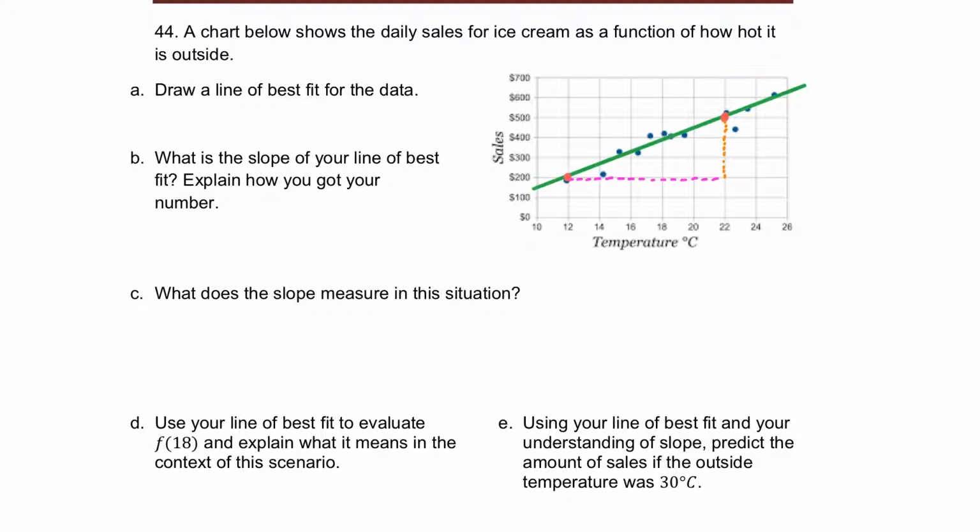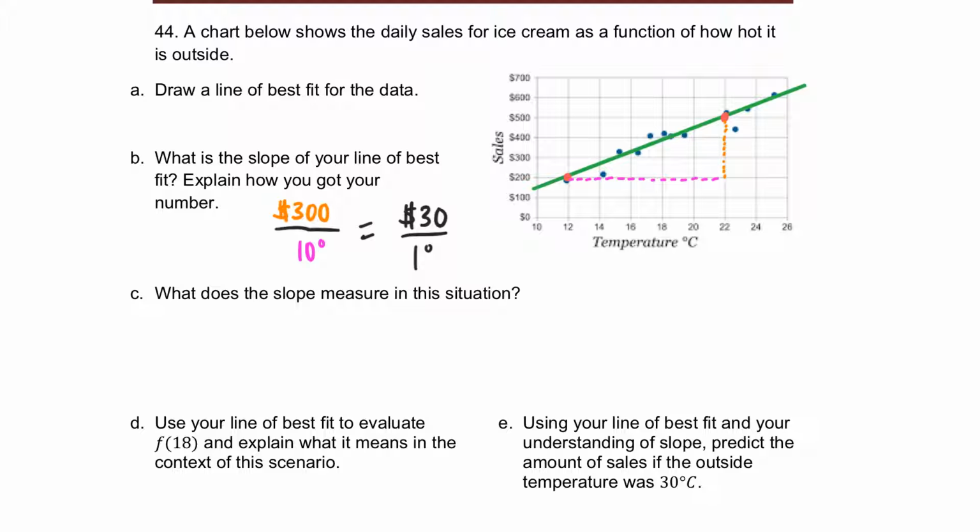So we're going up 3 blocks, but each block is $100, so we're going up $300. And we're going over 1, 2, 3, 4, 5 blocks, but each block is actually 2 degrees. So how much difference do we have from here to here? That's actually from 12 to 22, which is 10 degrees, right? So it's $300 over 10 degrees, which is really $30 per 1 degree. That's our slope. So you can say 300 over 10 or 30 over 1.